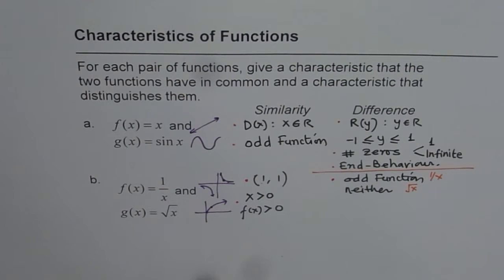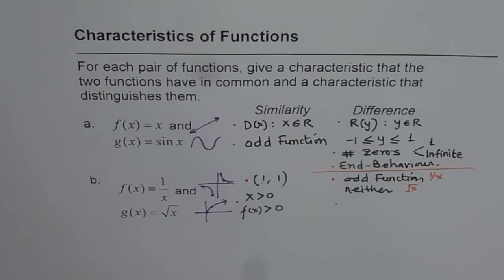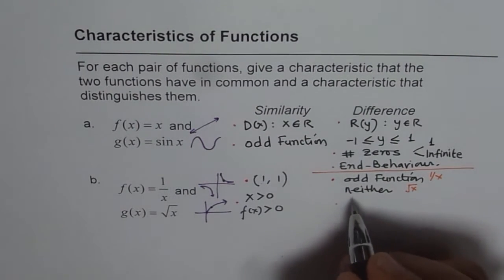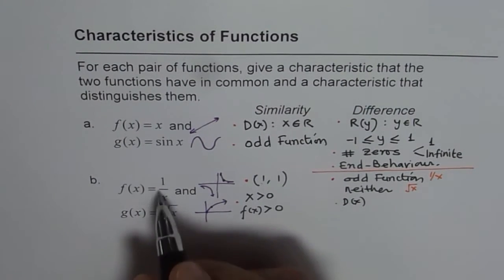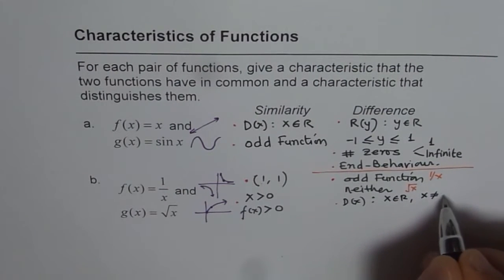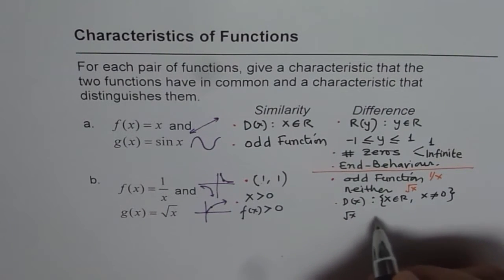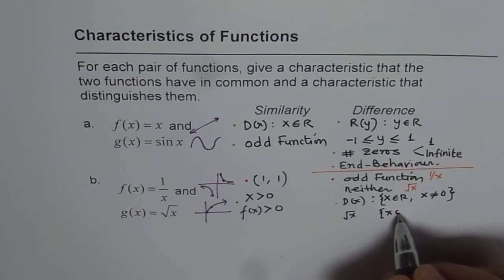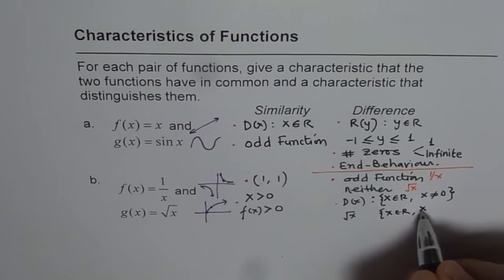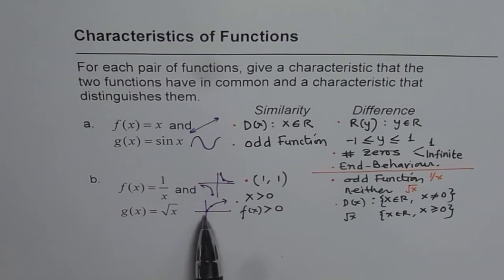The other differences could be in their domain, right? So their domain is very different. The domain for the reciprocal function is x belongs to real numbers where x is not equal to 0. However, for the square root function, the domain includes 0, right? It is x belongs to real numbers where x is greater than or equal to 0. 0 is not included in the reciprocal function, but it is included in the square root function.